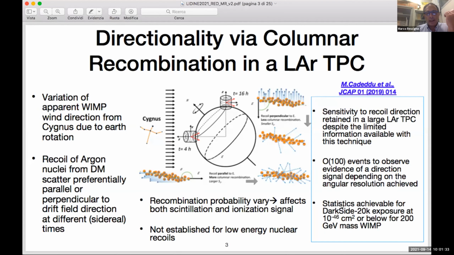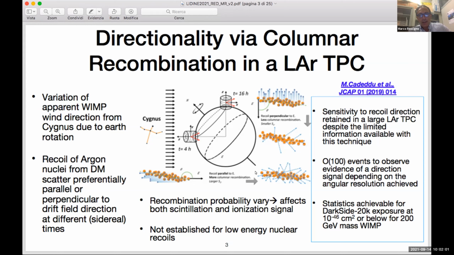to see whether the column recombination effect would give us a visible signal, helping distinguish recoils which are along the electric drift field direction or perpendicular. This may happen, of course, because of the sidereal variation of the Earth rotation.